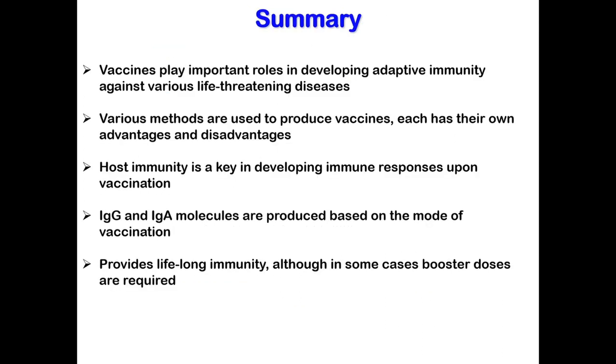So in summary, vaccines play important roles in developing adaptive immunity against various life-threatening diseases. A number of different methods are used to produce vaccines, and each has its own disadvantages and advantages. Host immunity is key in developing immune responses upon vaccination. IgG and IgA molecules are produced depending on the mode of vaccination. And vaccinations often produce lifelong immunity, although in some cases booster doses are required.